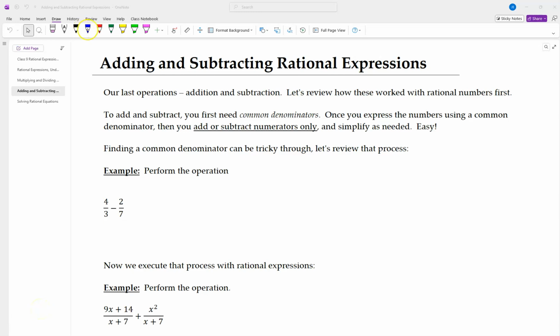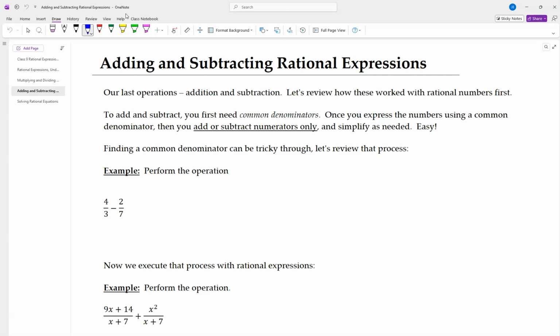Our last operations: adding and subtracting rational expressions. Again, it's a similar process as with numbers, right? So eventually, once we get to a common denominator, we're just going to add or subtract numerators only, yeah? So it doesn't seem too hard, right? But getting to that common denominator is the tricky piece, right?